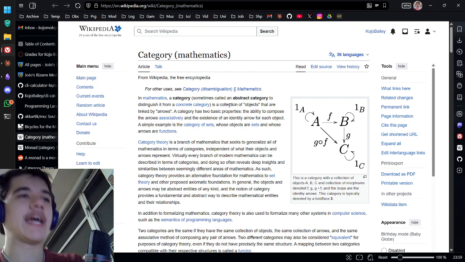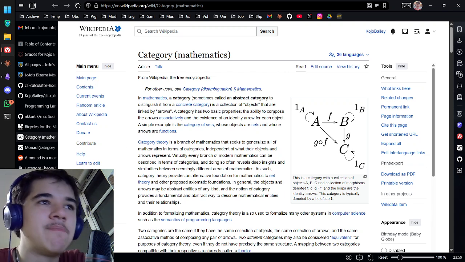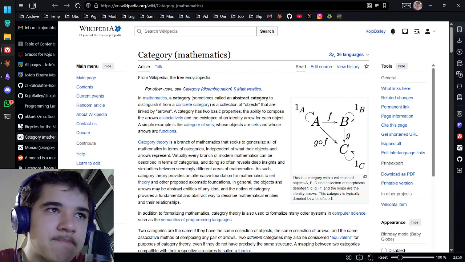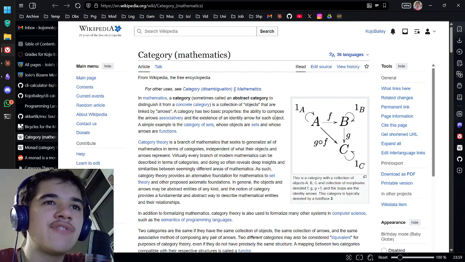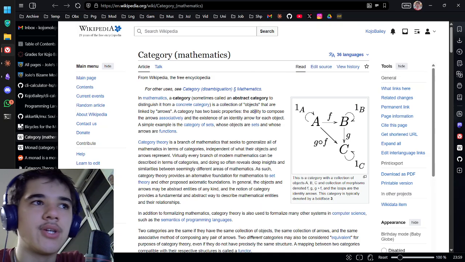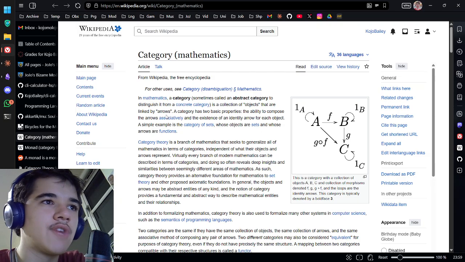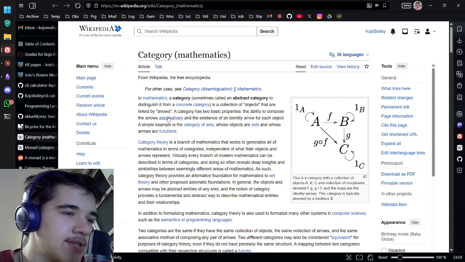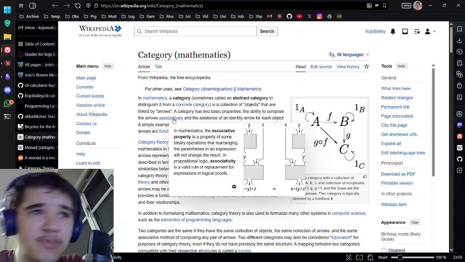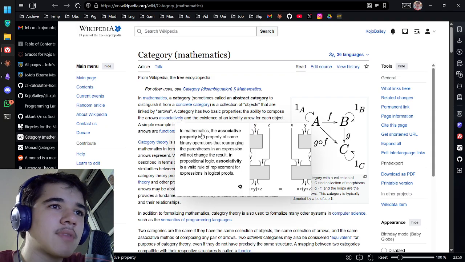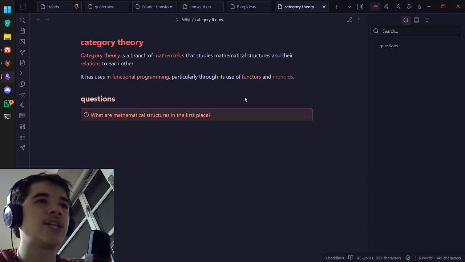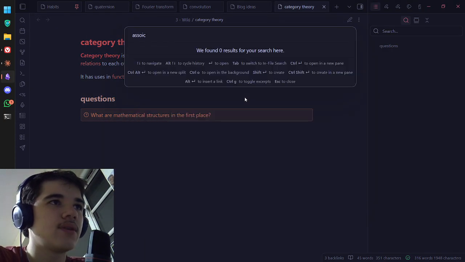Okay, so a category has two basic properties: the ability to compose the arrows associatively, and the existence of an identity arrow for each object. So two concepts that I know will come up a lot for sure: associativity and identity. The associative property is the property of some binary operations that rearranging the parentheses in an expression will not change the result. And I do have this in my notes, I think.